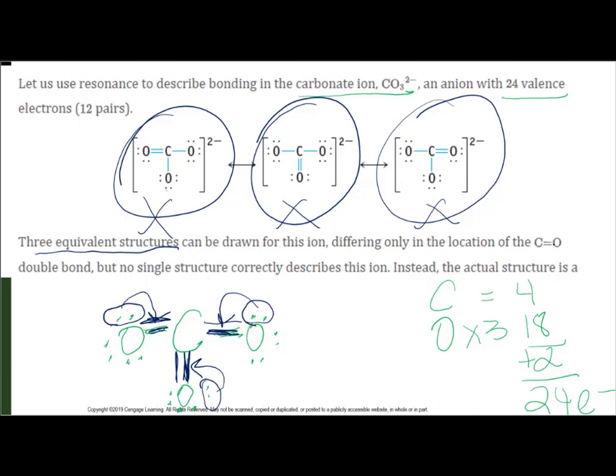The only difference is the location of where that double bond is between the carbon and the oxygen. Also keep in mind that wherever that double bond is, that bond is going to be a shorter bond than the single bonded carbon oxygens.